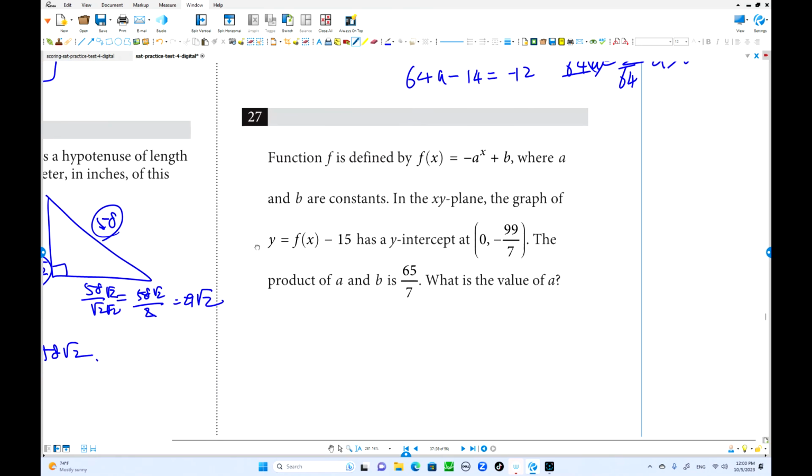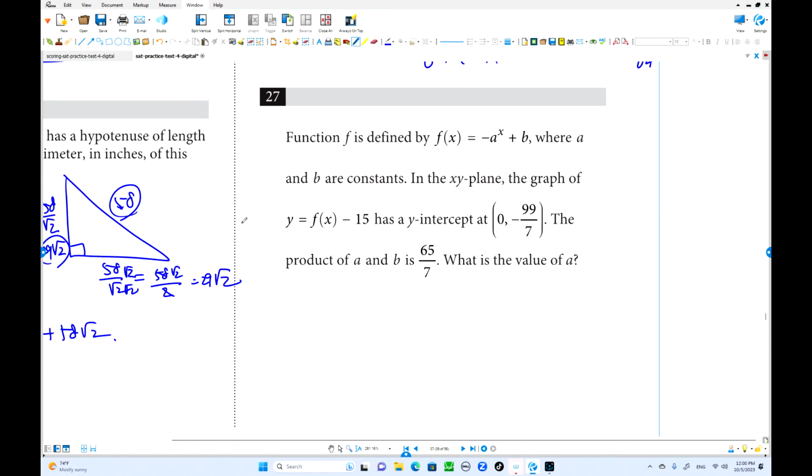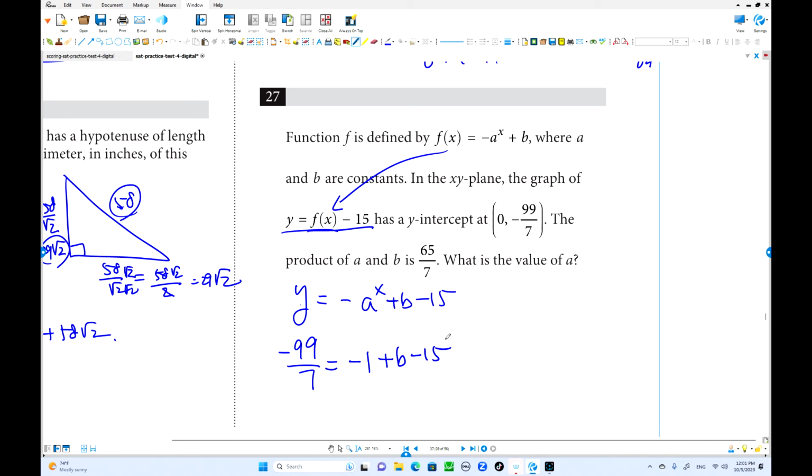Okay. So number 27 over here. You have a function f of x. This one is what? The new function equals negative ax plus b minus 15 again, right? That translation, okay, vertical, moves 15 units down, okay? But this time, the y-intercept is what? When x equals 0, negative 99 over 7 on this graph. Y equals negative 99 over 7. When x equals 0, that is 1, right? So negative 1 plus b minus 15 equals what? b minus 16, okay?